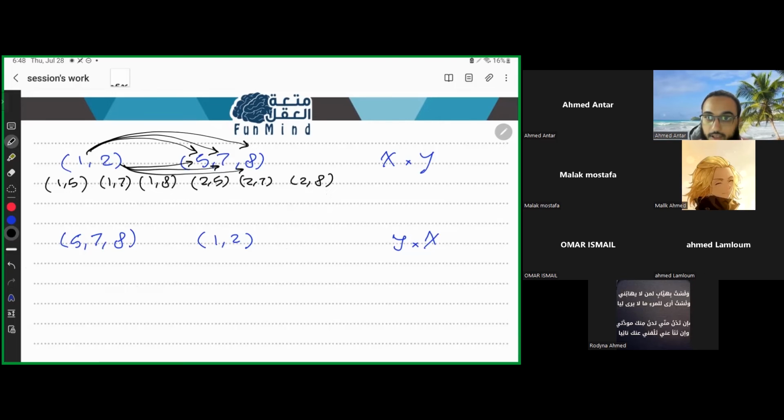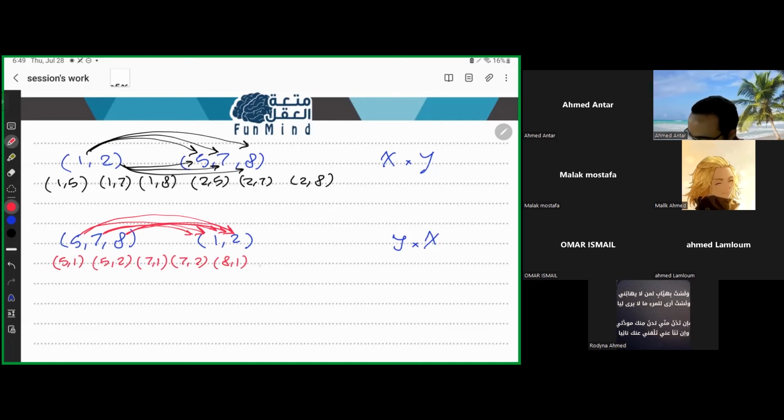تعالوا نجرب. مالك مصطفى؟ Tell me what are the Cartesian products here. 5 with 1 firstly. 5 1. هل 5 1 هي 1 5 ولا دي مختلفة عن دي؟ لا مختلفين. Yes, excellent. Then 5 2. Then بعد كده 7 1. Then و 7 2. Then 8 1. Then 8 2.